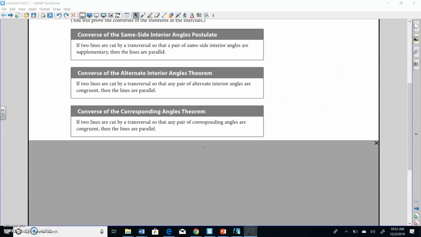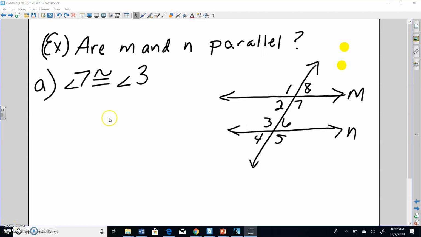So all three of these, the two theorems and this postulate, need to go in your notes. In all of these examples, we're going to be given information. We're trying to decide: are M and N parallel? Are these two lines parallel based on the information that we're given?